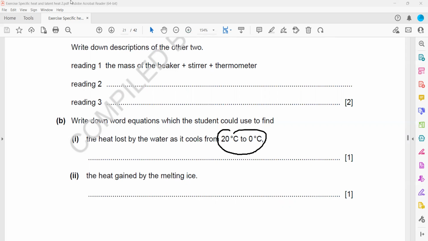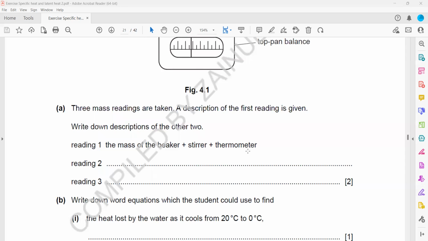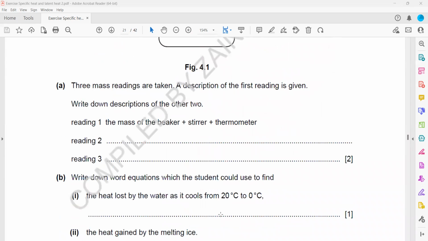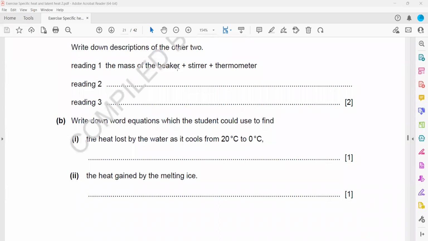First, the student takes the reading of the mass of the beaker, stirrer, and thermometer. Then he takes the reading of the mass of the stirrer, thermometer, beaker, and water, and then the stirrer, thermometer, beaker, water, and ice. Because there is a change in temperature, energy is equal to Cm delta T. And here the ice starts to change state, so energy is equal to M into L, mass into latent heat.